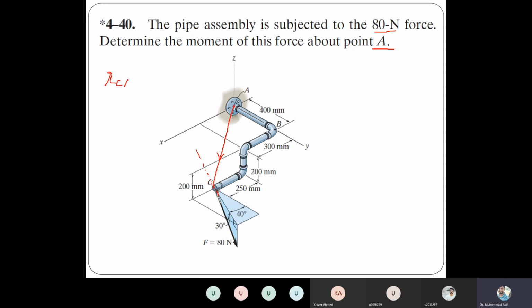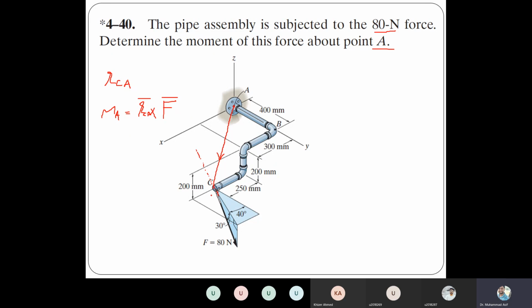Let's say r_CA, right? Because the moment about A is equal to r_CA cross force F. But both should be in vector form. This moment should be in vector form and the force should be in vector form. Now for the force, this is the force. Since we know the angles, it is very easy for us to convert into vectors.